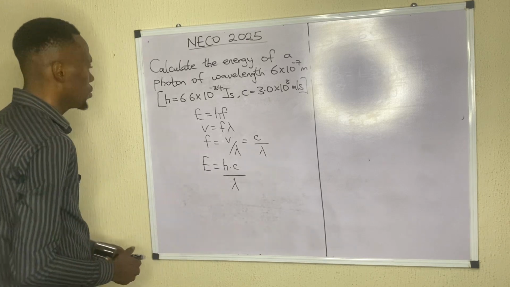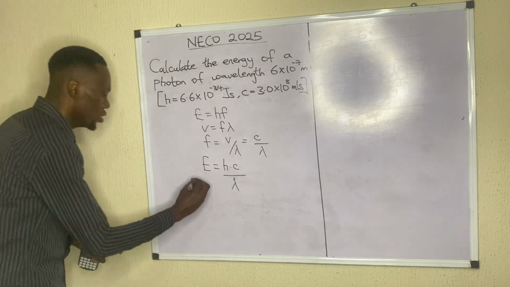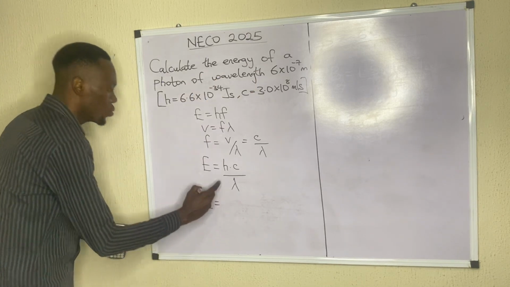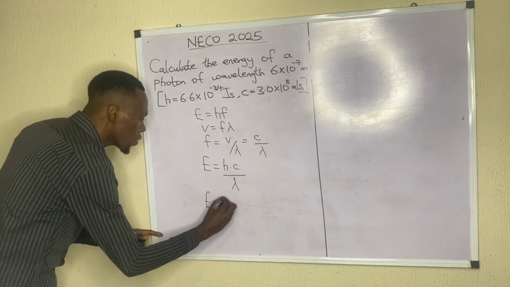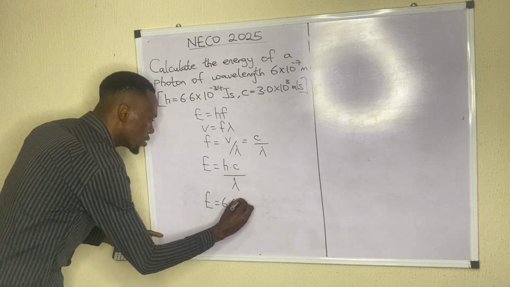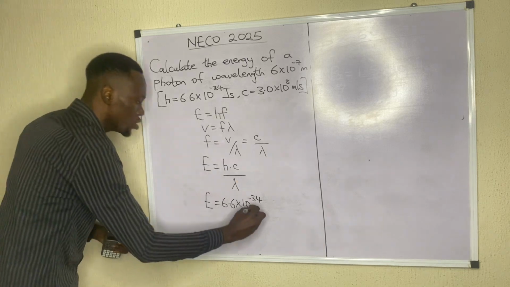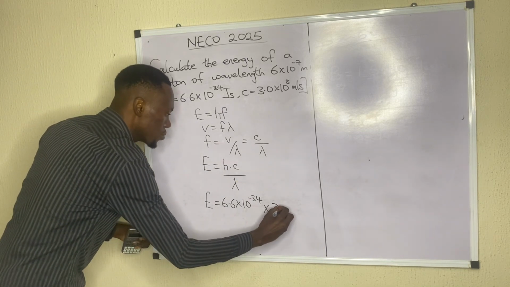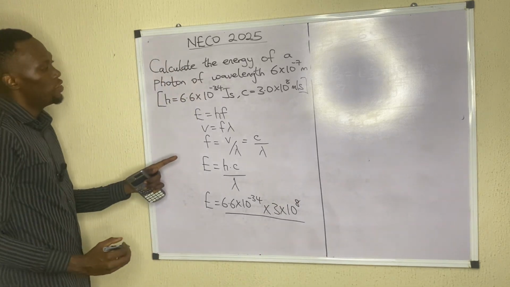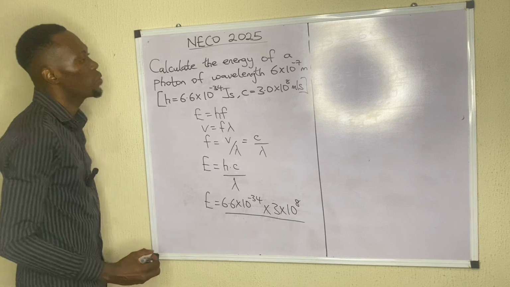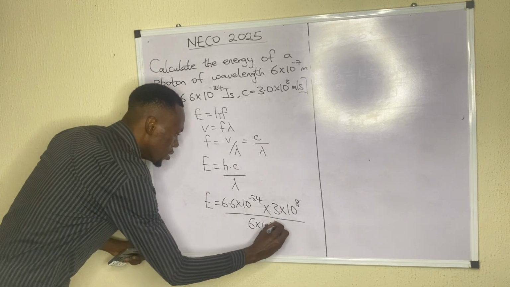Okay, back to the question. Now, we need to plug in each of these parameters in this equation. So I'll have that E is equal to, what's my Planck's constant? 6.6 times 10 raised to the minus 34 joules second, right? Then my speed of light is 3 times 10 raised to the power 8. Then what's my wavelength? My wavelength for this particular question is 6 times 10 raised to the power minus 7 meters.